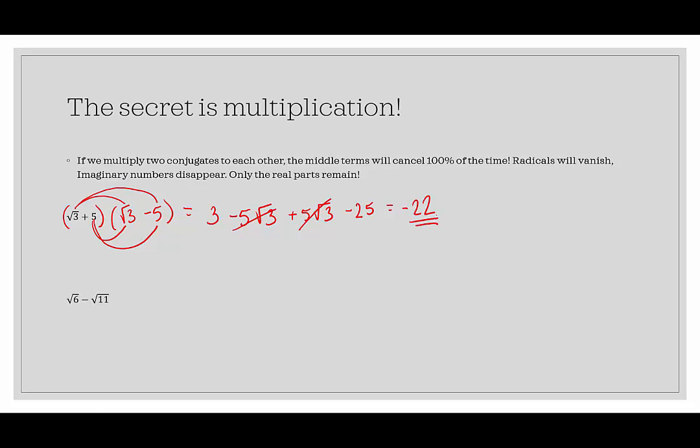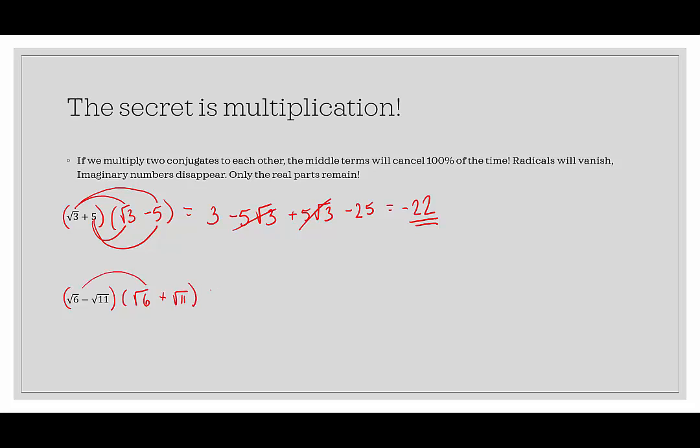Let's try it one more time, because you might be thinking, wait a minute, that 5 wasn't under a radical. Surely if there's two radicals, it's not going to work. Let's find out. So we're going to take the square root of 6 minus the square root of 11. We're going to multiply it by its conjugate. That would be the square root of 6 plus the square root of 11. And let's see what happens.